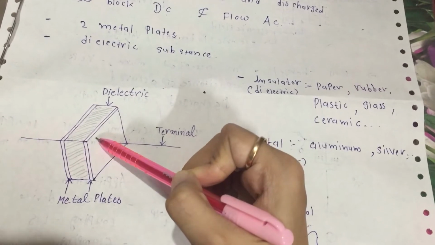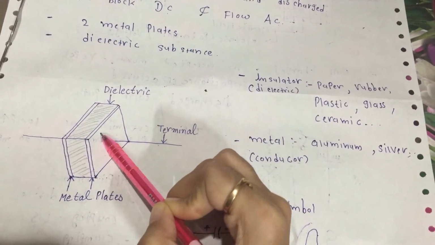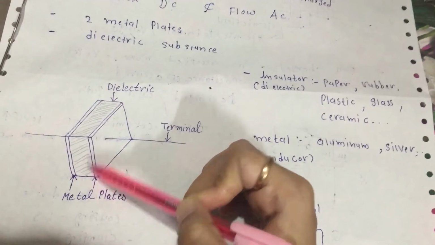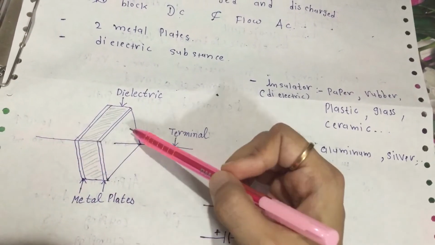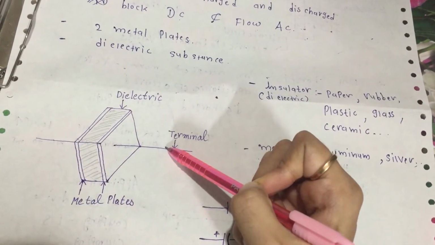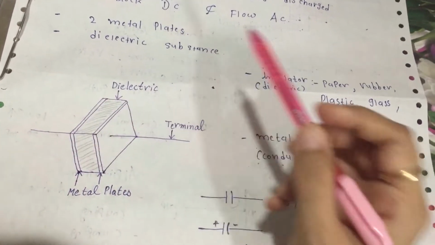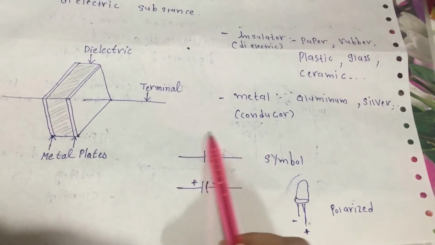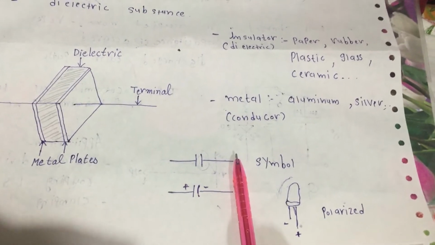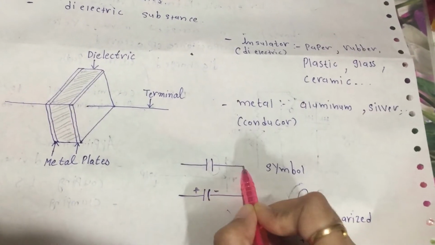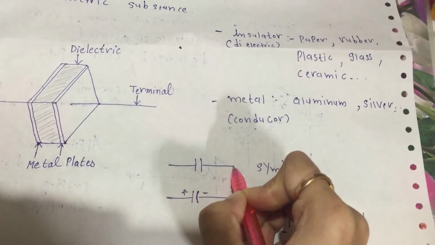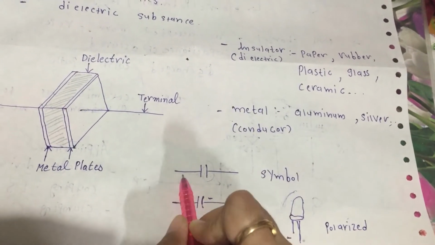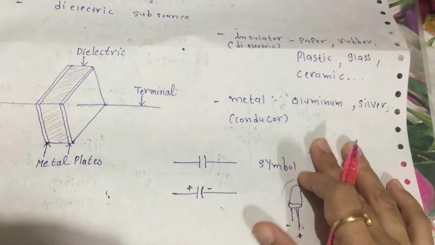There are two metal plates which are conductors and a dielectric substance which is an insulator. Alright, and there are two terminals, of course, one is plus and another one is minus, positive and negative terminal. Now this is the symbol of a capacitor. This is the symbol without polarity. Okay, so one terminal can connect with the positive of a battery or supply and the other with the negative, the other side of the battery.